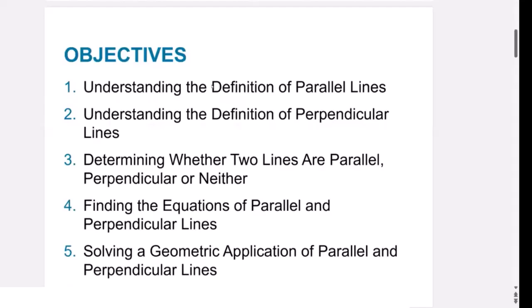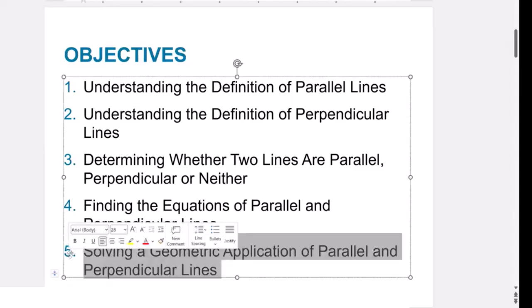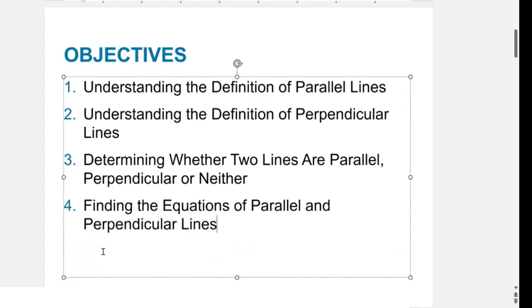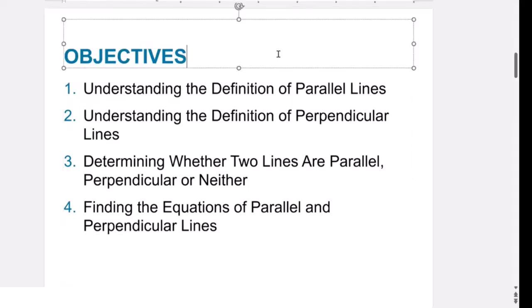So we want to first make sure that we understand what a parallel line and what a perpendicular line is, and then we want to determine whether two lines are parallel or perpendicular or neither. And then, of course, the next thing we want to do is be able to find the equations of those lines. We will not be doing the last thing. We will not be solving number 5, so let me just get rid of that. And that is what we will be doing.